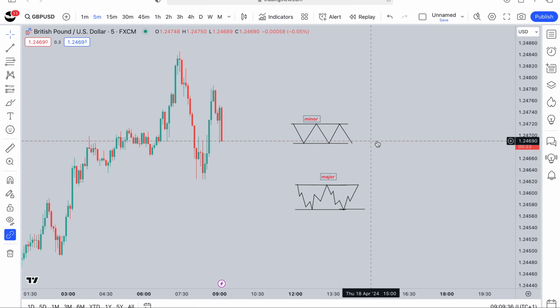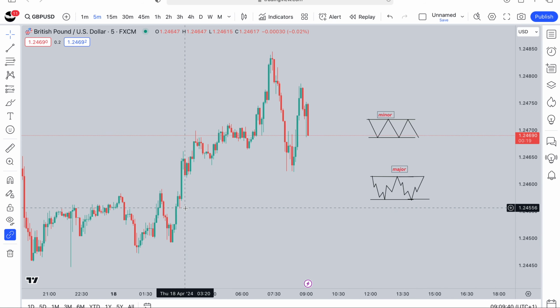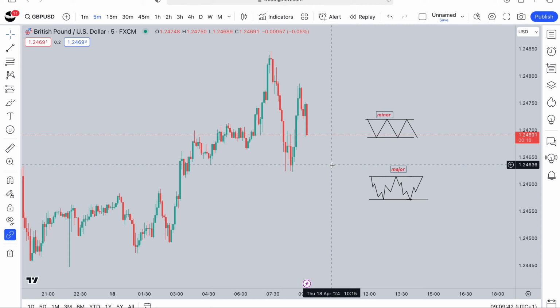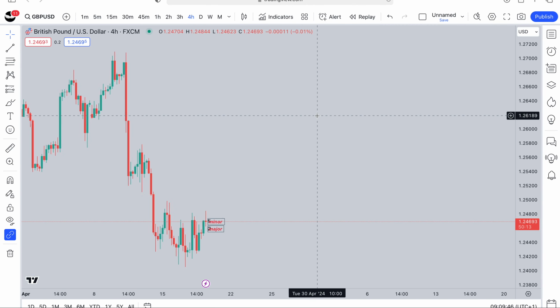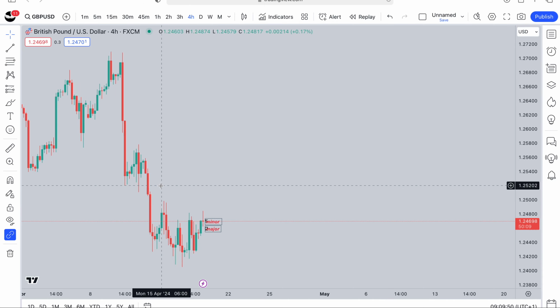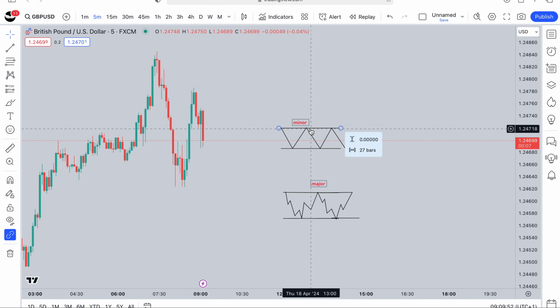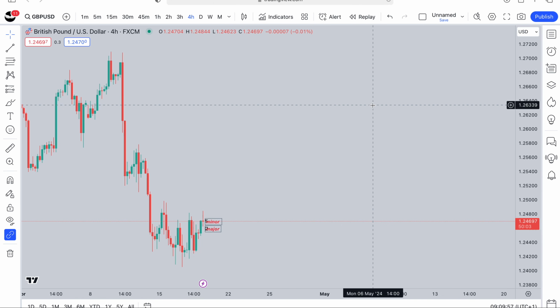So that's the first thing to basically identify, and it should be very simple. You should be able to just recognize it straight away. But here's a way that you can quickly identify which one is which. Just simply look at it, take a screenshot of this, and simply just try and apply it. So let's go to the 4-hour time frame. We can see that this is looking like a minor consolidation.